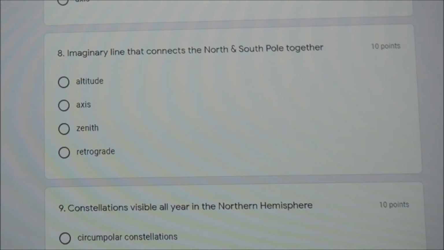Number eight. Imaginary line that connects the North and South Pole together. Is that altitude, axis, zenith, or retrograde? Imaginary line that connects the North and South Pole together. Is that altitude, axis, zenith, or retrograde?